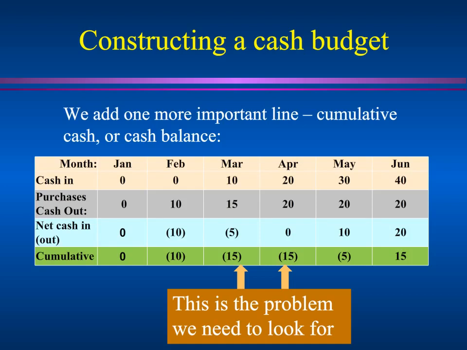So if we take our cash flows from the previous page, we have nothing going on in January, but we've got a minus 10 in February, a grand total of minus 15 in March, because those add up. April, we don't lose any money, but we don't gain any either. So we still have minus 15 in April. May, things start to turn around. We're at minus 5. In June, we're at plus 15.